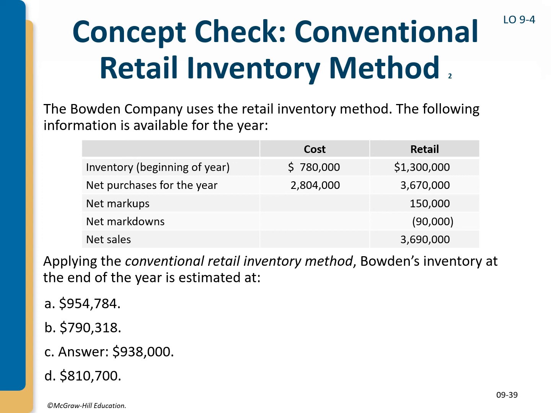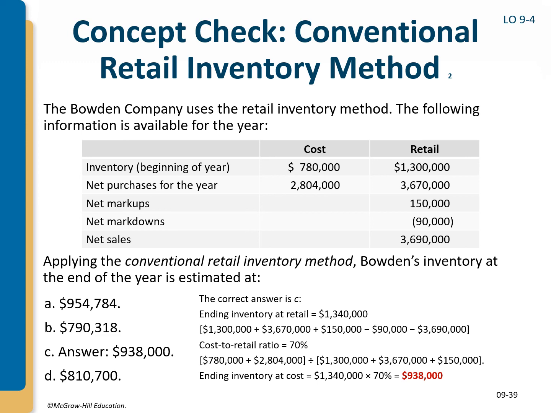Now I subtract markdowns from retail, and I subtract what my actual sales were. So if I sold 3,690,000 and I subtracted my markdowns, ending inventory would be 1,340,000 at retail. Well, I need to convert it to cost, so I'm going to multiply it by 70%, and I get 938,000. And there is the calculation again.